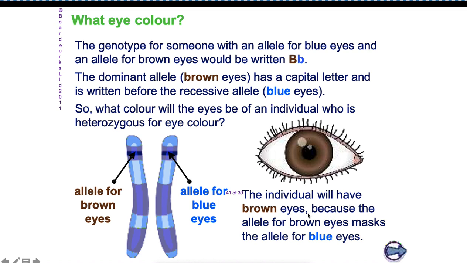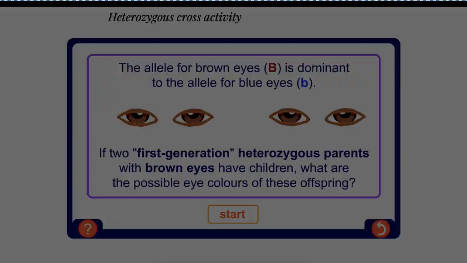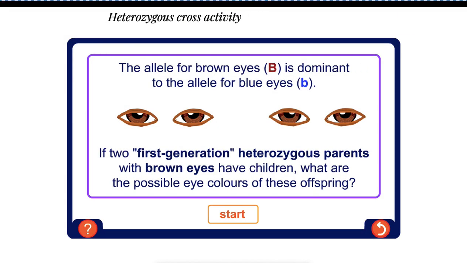This individual will have brown eyes because the allele for brown eyes masks the allele for blue eyes, and it will show in the phenotype in favor of these dominant genes. If a homozygous brown-eyed parent has a child with a blue-eyed, recessive-allele person, they will probably have a brown-eyed baby, because brown is dominant and it will shade over the blue eyes. But it doesn't mean that the child will not have a gene for blue eyes.